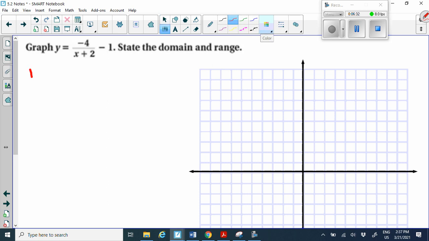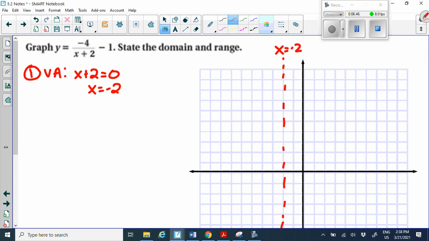So the first thing we need to do is figure out the vertical and horizontal asymptotes. On the first one, we said what is in the denominator equal to 0, so I get x equals negative 2. And so remember, that's going to go vertical. And then for our horizontal, that's going to be the k value. In this case, our k value is negative 1. So we're going to have y equals negative 1.